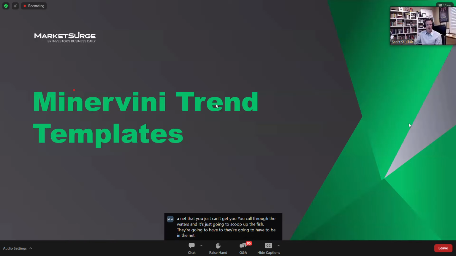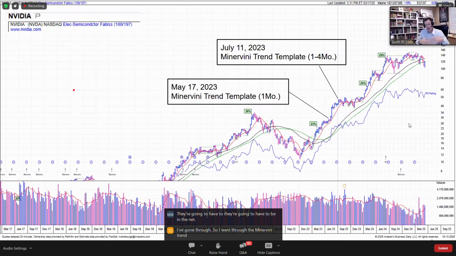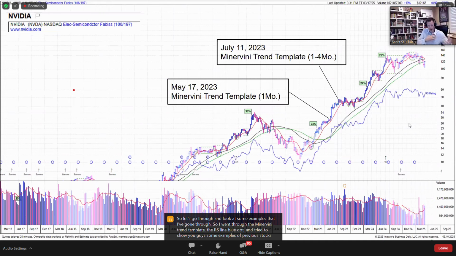So let's go through and look at some examples that I've gone through. I went through the Minervini trend template and the RS line blue dot, and tried to show you guys some examples of previous stocks. And Mark talked about Nvidia early. So on May 17th of 2023, Nvidia was in the trend template 1 month folder. A handful of weeks later, it was in the 1 to 4 month folder. You probably had heard of Nvidia by then, but if not, it would have been showing up on your screens as a potential idea when you were doing this work.